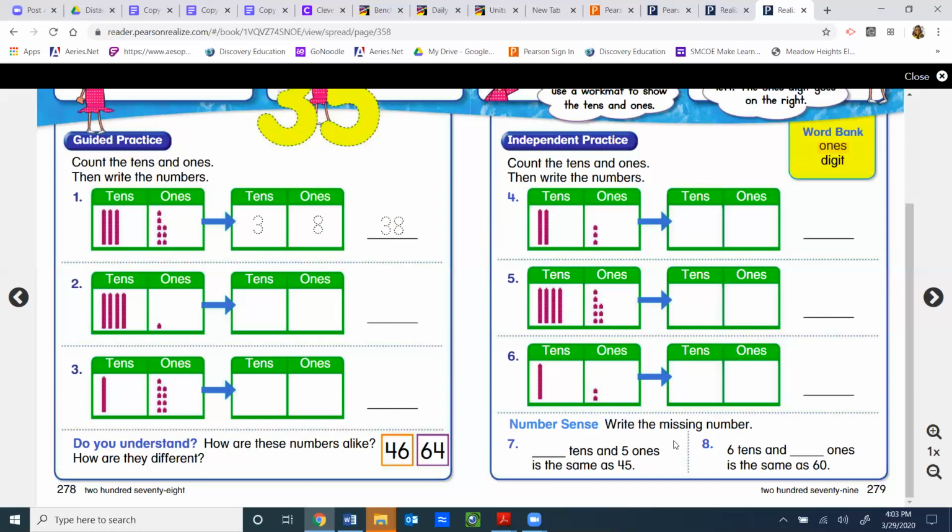Number sense says write the missing number. Number 7 says blank tens and 5 ones is the same as 45. So you need to write in this blank spot what the amount of tens are in 45. Number 8 says 6 tens and blank ones is the same as 60. You need to write how many ones are in the number 60.